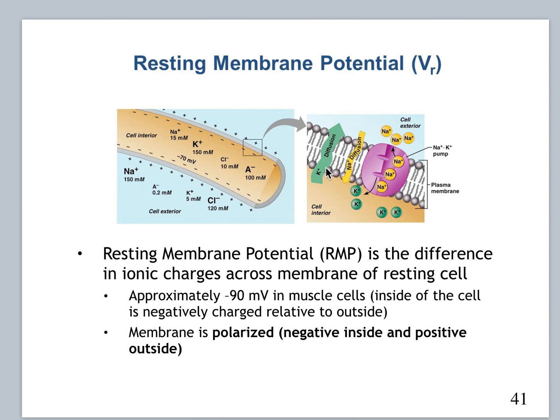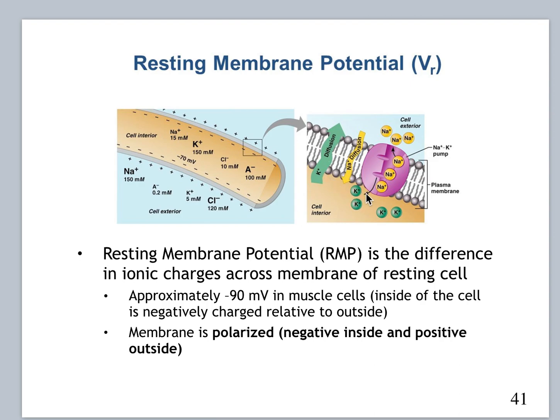Here we have a leak channel. These channels are always open. It allows potassium to diffuse out. There's more potassium leak channels than there are sodium leak channels, so more potassium leaks out than sodium leaks in. Both sodium and potassium are positively charged, so if more positives are going out, that's why the inside of the cell is negatively charged, because it's losing the positive charges to the outside.